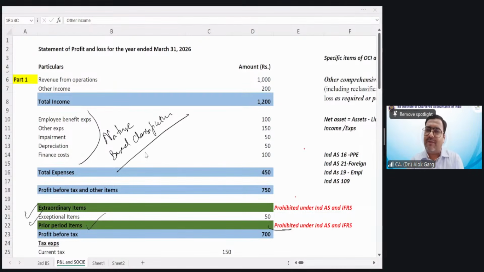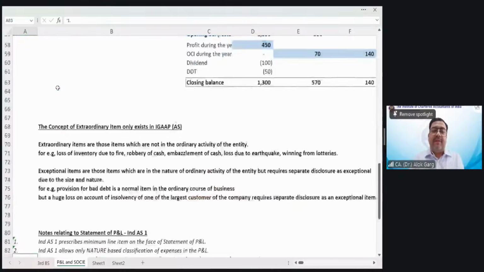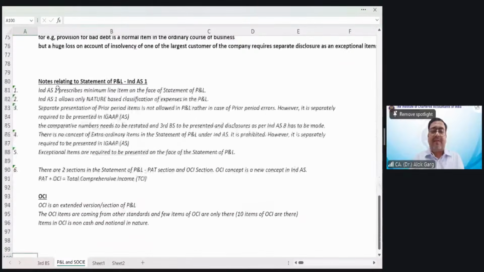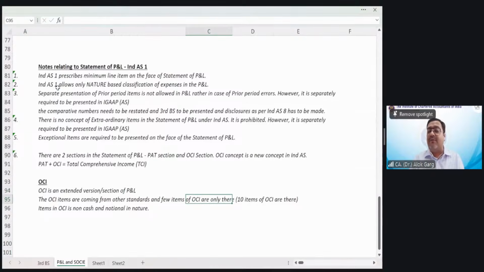Should I take it into the P&L? Sir, I should take it in the statement of P&L, but where? In the other comprehensive income. That is why, my dear friends, these other comprehensive income items are coming from other standards. Ind AS 16 tells you that when there is a revaluation surplus of PPE, it has to go to other comprehensive income, right? And as I told you, items in OCI are non-cash and notional in nature.